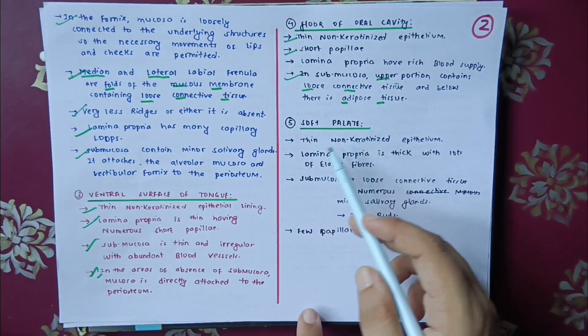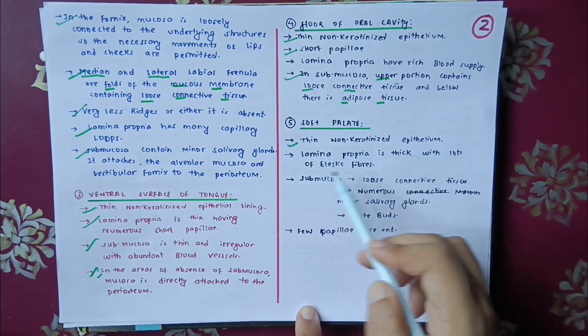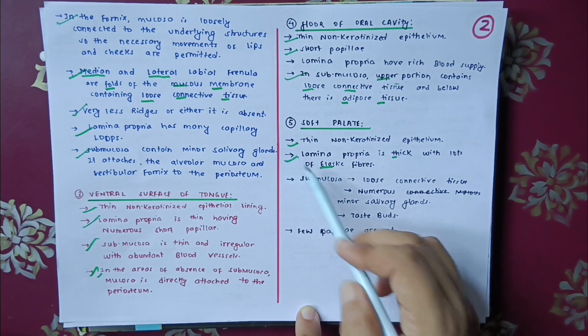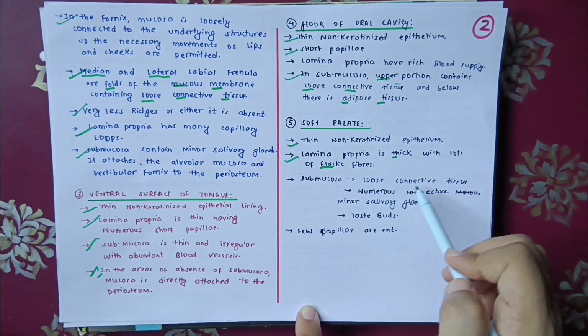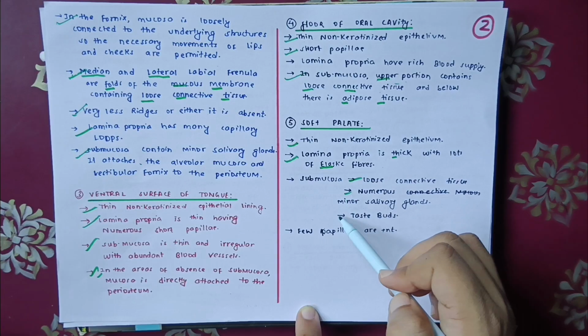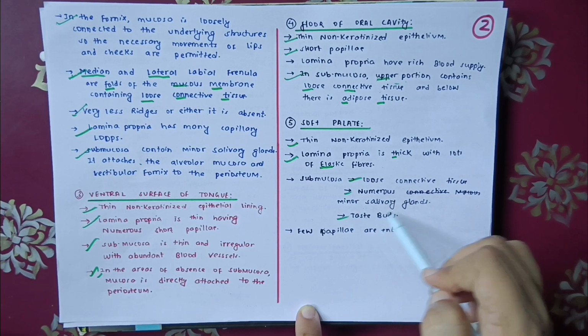After that, the soft palate also has thin non-keratinized epithelium, and the lamina propria is thick with lots of elastic fibers. After that, the submucosa has loose connective tissue, and numerous minor salivary glands and taste buds are present in the same mucosa. So those are the three major constituents.